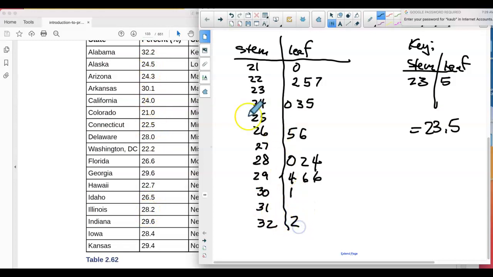So let's just double check to make sure we have all these. 1, 2, 3, 4, 5, 6, 7, 8, 9, 10, 11, 12, 13, 14, 15, 16, 17 numbers. So we have all the numbers. We just double checked that. Now if we kept going, then we would just keep adding to the leaves. So that would be how you do a stem and leaf.